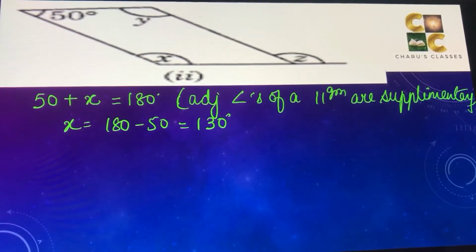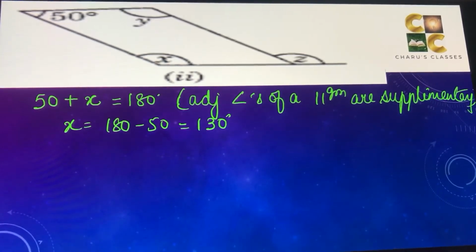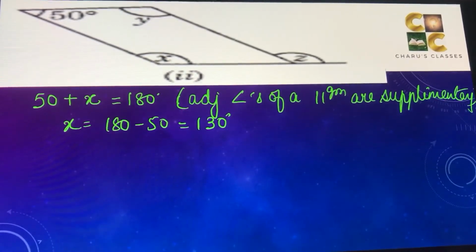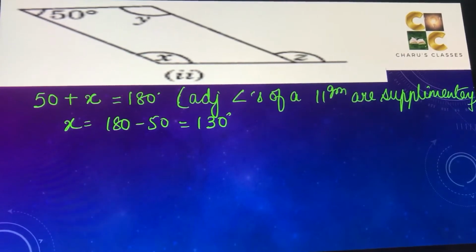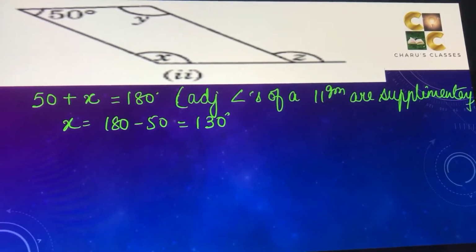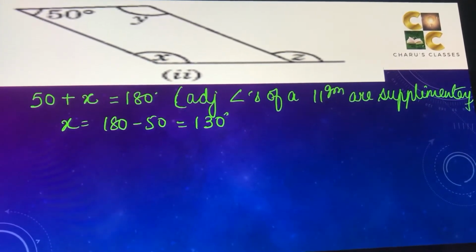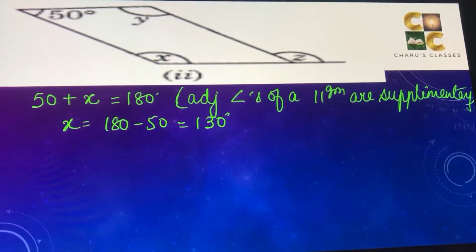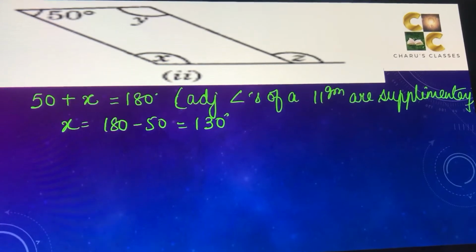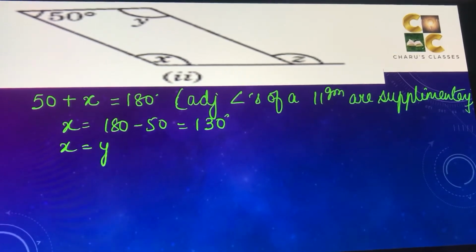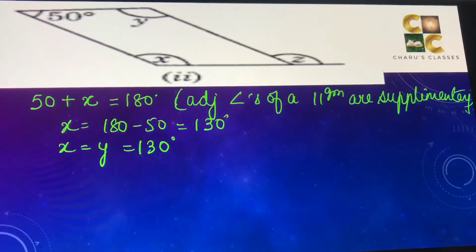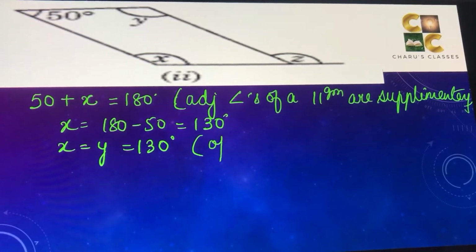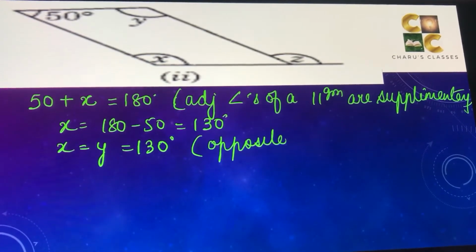Make sure कि आप जब भी किसी एंगल का कुछ भी लिख रहे हैं तो उसकी प्रॉपर्टीज आप साइड में, राइट साइड में ब्रैकेट्स के अंदर लिखते रहिए. This is very important that you must write the property which you are using here. So x is 130 degrees. x is equal to y, which will also be 130 degrees. Reason, opposite angles of a parallelogram are equal.